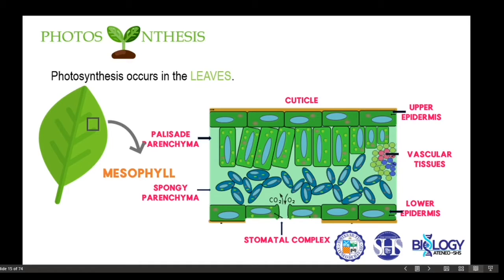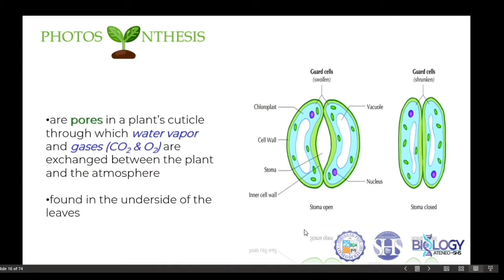Also, photosynthesis is regulated by the small openings found on the underside of the leaves, which are called stomata. And talking about stomata, again, stomata are the pores in a plant's cuticle through which water vapor and gases such as carbon dioxide and oxygen are exchanged between the plant and the atmosphere. And again, stomata are found in the underside of the leaves. The closing and opening of a stoma is regulated by the two guard cells that are found here in this figure. These two guard cells regulate the opening or closing of this stoma.